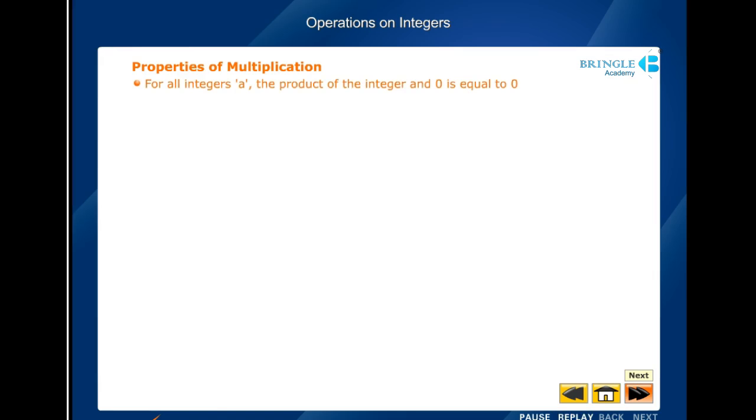For all integers a, the product of the integer and 0 is equal to 0. We shall consider the integer minus 9. The product of minus 9 and 0 is equal to 0. Therefore, a into 0 is equal to 0 into a is equal to 0 for all integers a.